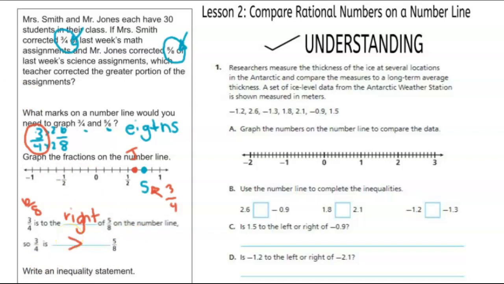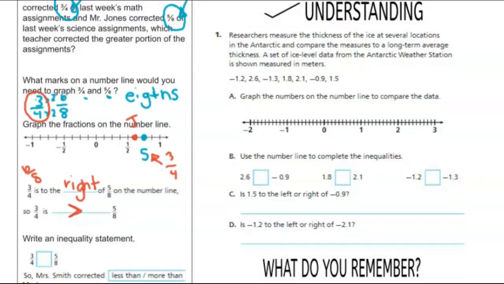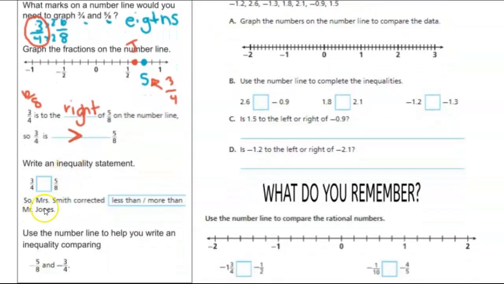I'm just going to write a greater than sign right here instead of spelling out the word. And let's go up here. And now they're going to want you to write the inequality, which I already did for you right there because I didn't feel like writing it out. So 3/4 is greater than 5/8. So Mrs. Smith corrected more than Mr. Jones.